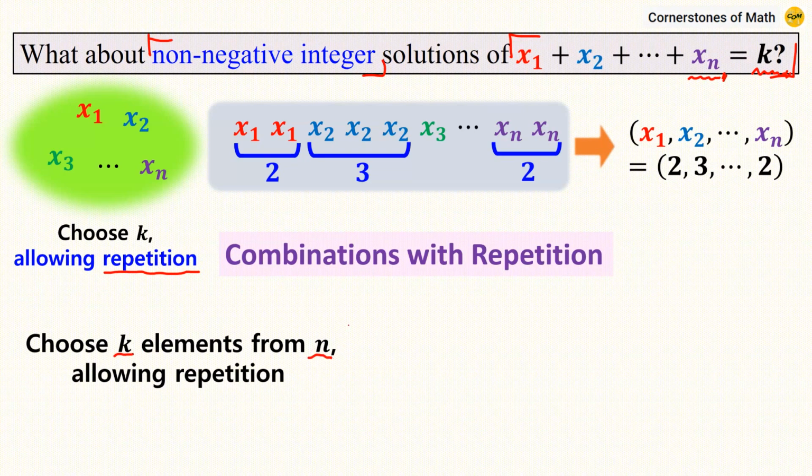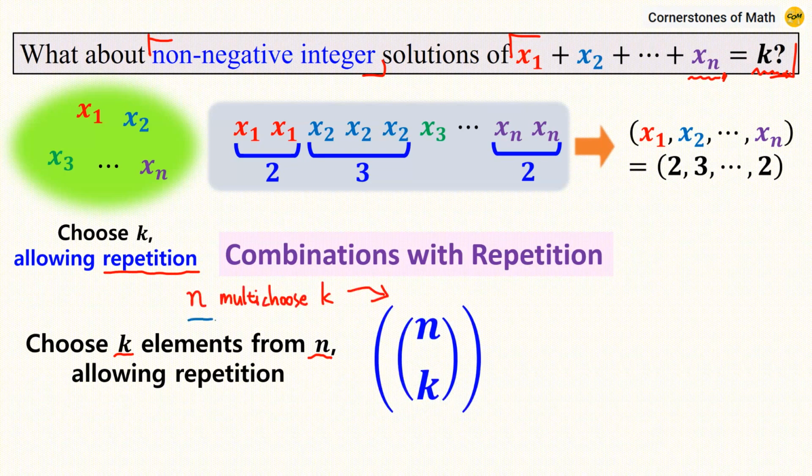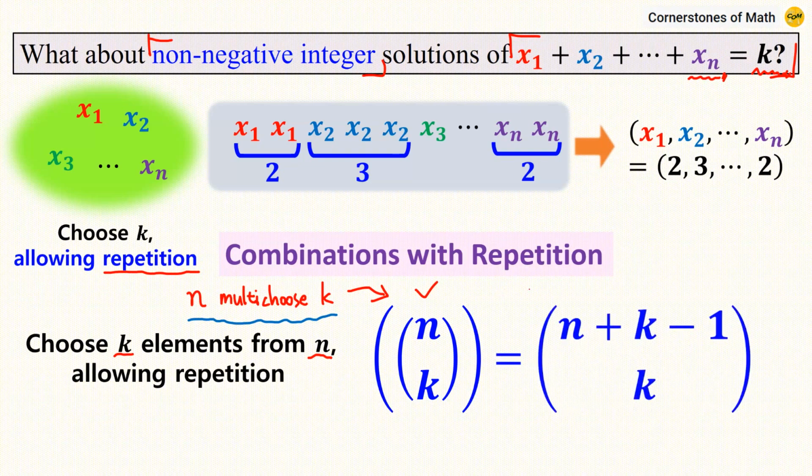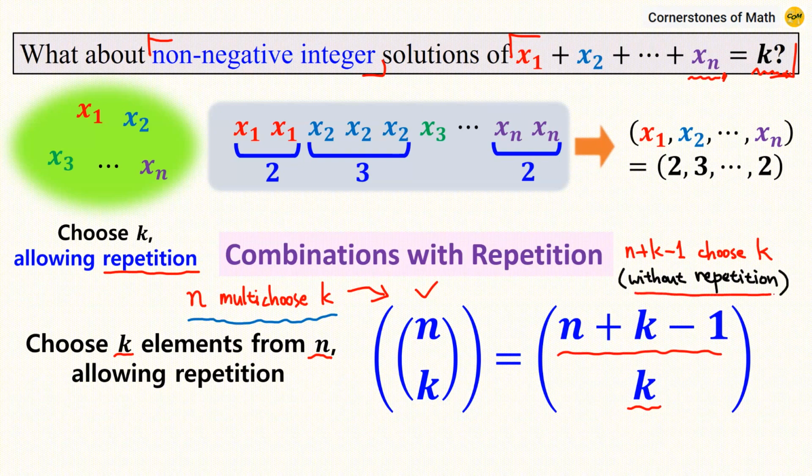This number of combinations with repetition is denoted like this, with double parentheses. This expression is commonly read n multichoose k. But how do we calculate this n multichoose k? Well, it can be calculated using normal combinations. More specifically, it is n plus k minus 1 choose k. That is, the number of ways to choose k items from a set of n plus k minus 1 distinct items, but without repetition. The derivation is quite simple, so I will just quickly derive this formula right now.